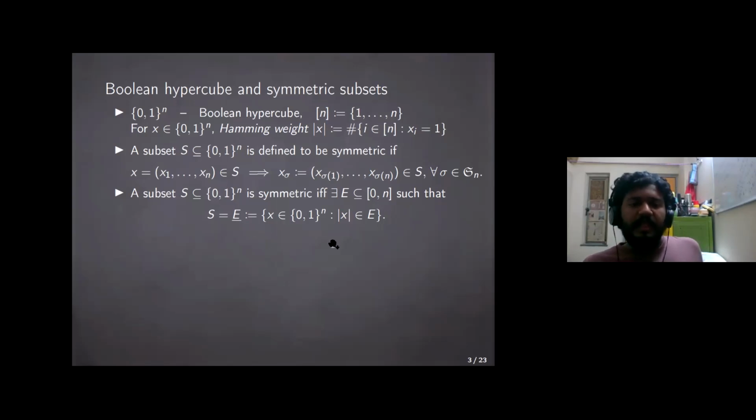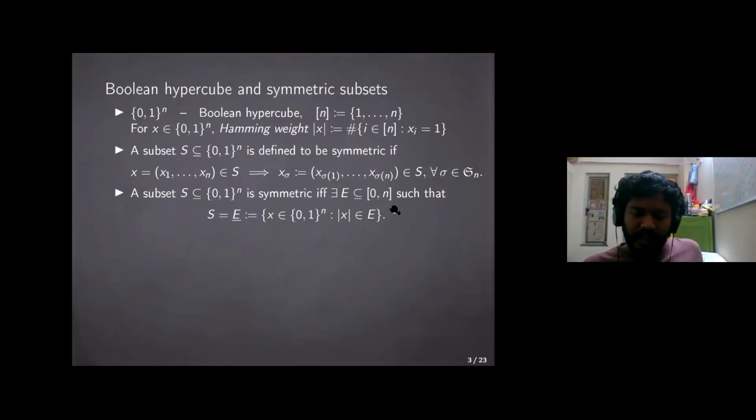So a subset S of the hypercube is symmetric if and only if there is a subset E of the integers between 0 and n such that S is equal to the set of all 0,1 vectors with Hamming weights in E. And the interval 0 to n makes sense here because when you have the n-dimensional hypercube, the range of values for the Hamming weight of any vector is between 0 and n.